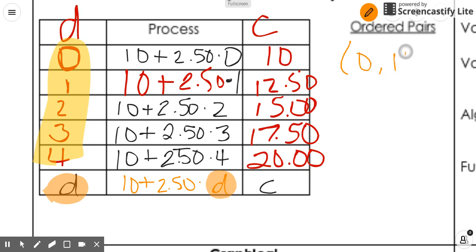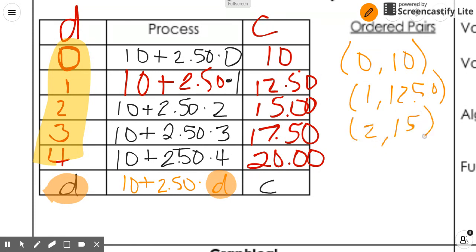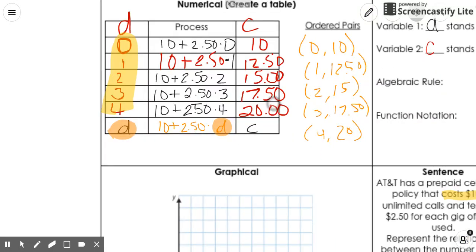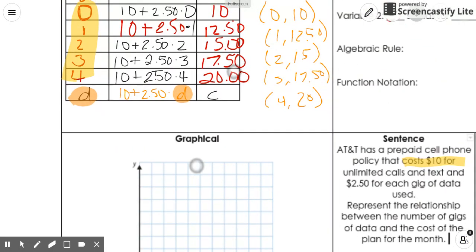So I've got 0, $10, I've got 1, $12.50, 2, $15, 3, $17.50, 4, $20. Okay, so I'm going to use those ordered pairs to now graph it.